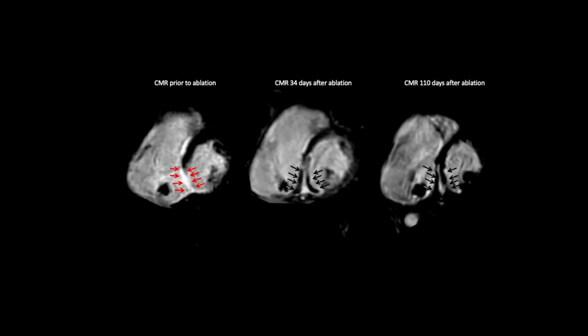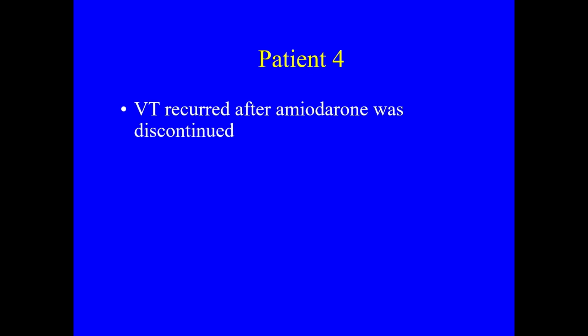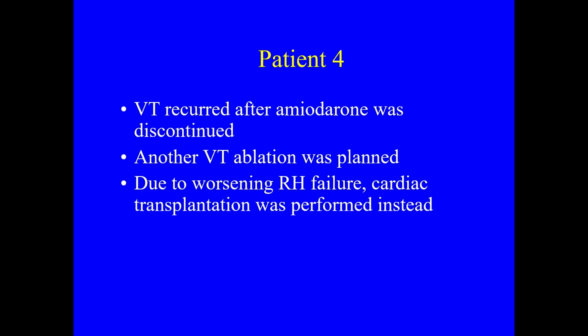This was the MRI before the ablation procedure, showing transmural LGE. This was a month after the ablation procedure. You see a lot of this dark core, which is probably from microvascular obstruction, which persisted more than 100 or 110 days after the ablation procedure. VT recurred after amiodarone was discontinued. Another VT ablation was planned, and when the patient was admitted, they did a right heart catheterization. It was considered that the patient had worsening right heart failure, and a cardiac transplantation was performed instead.